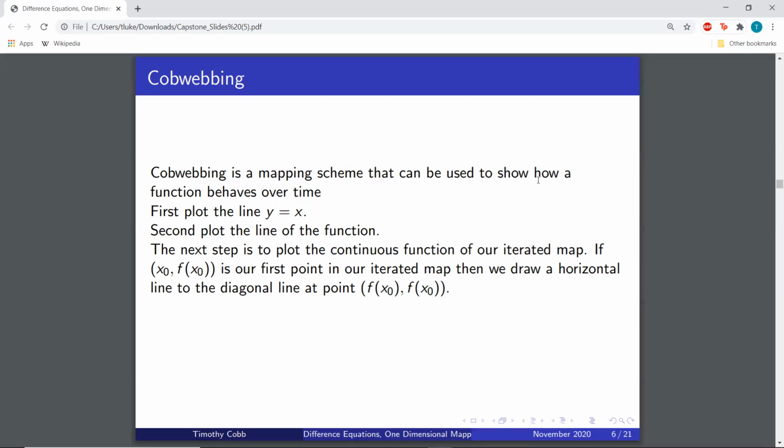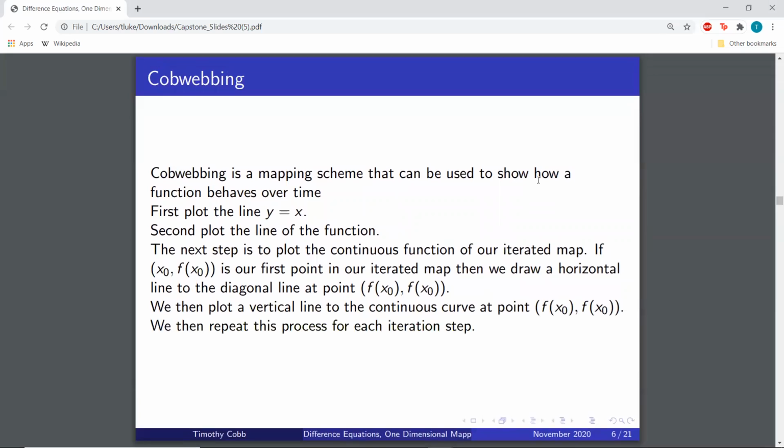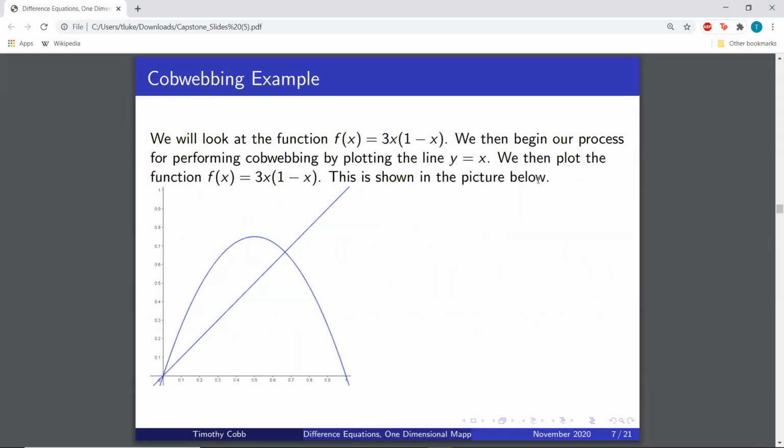The next step is to plot the continuous function of our iterative map. We do this by placing our first point in our iterative map, x naught and f of x sub naught. We then draw a horizontal line to the diagonal line at point f(x naught), f(x naught). And we then plot a vertical line to the continuous curve at point f(x naught), f(x naught). We then repeat this process for each iteration step. This is a really wordy explanation, and it's much easier to see in an example and pictures. So we're going to be diving into an example that allows us to do just that.